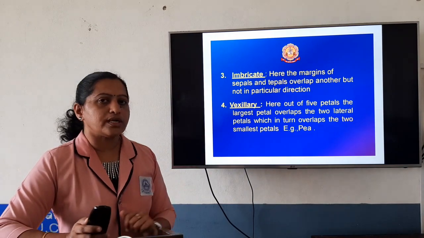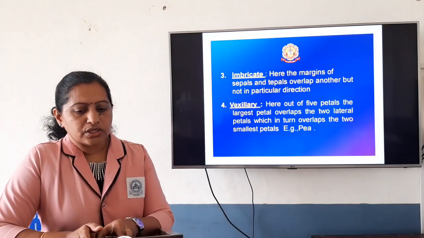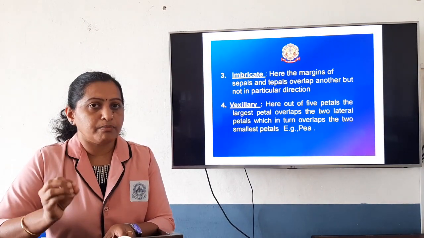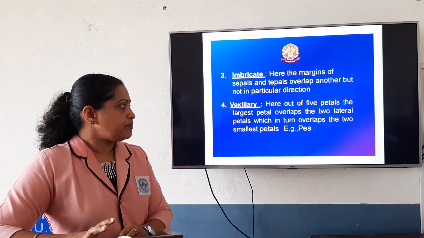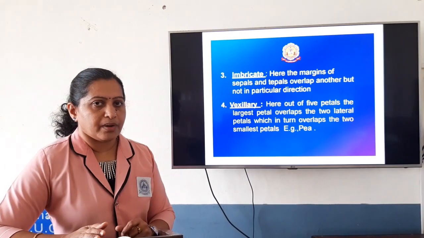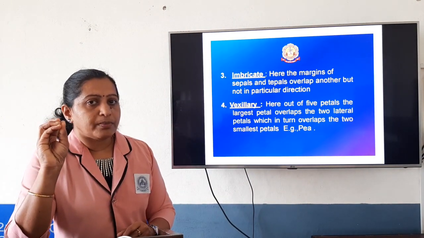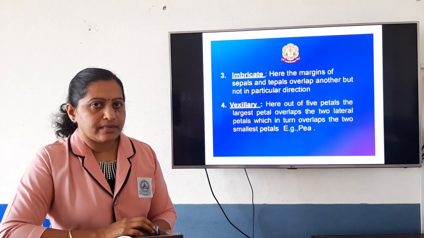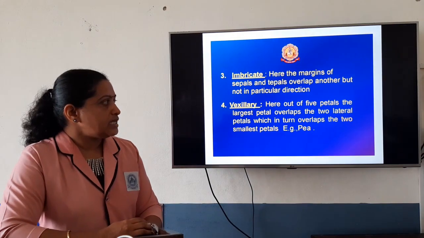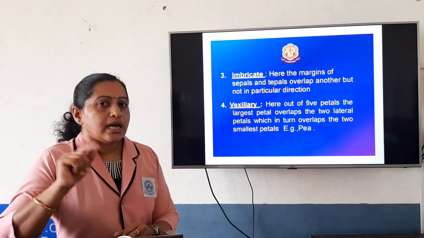Next we will see what is vexillary aestivation. Vexillary aestivation is seen only in some of the flowers belonging to a particular family, for example the flowers of the pea plant. Usually they have 5 petals, and all the 5 petals are not of the same size. They are of different sizes. In vexillary aestivation, the flower has 5 petals and there is a single large petal.